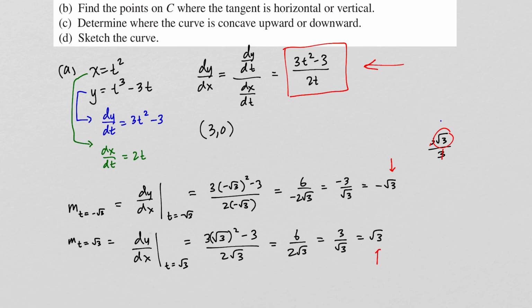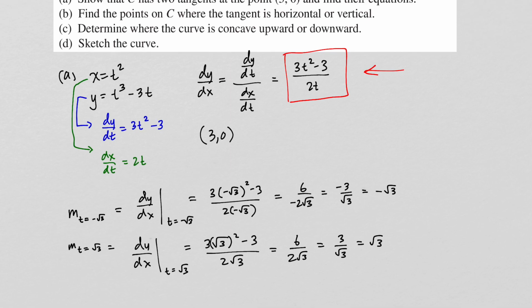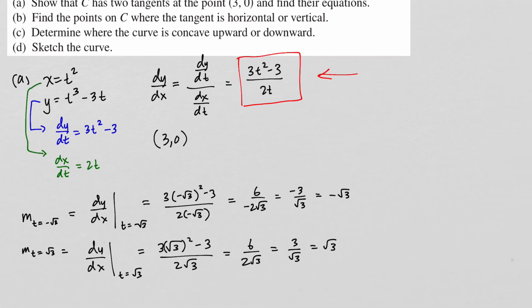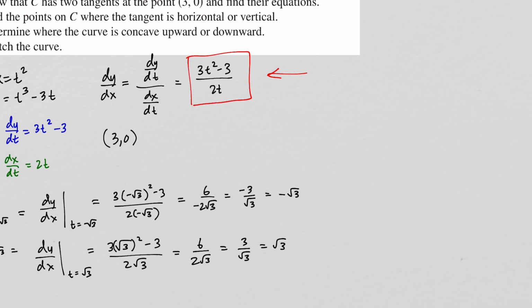So we can see that we have two different slopes when t equals negative radical 3 and when t equals positive radical 3. That means that we have two different tangent lines. Both of these tangent lines occur at the point (3, 0).